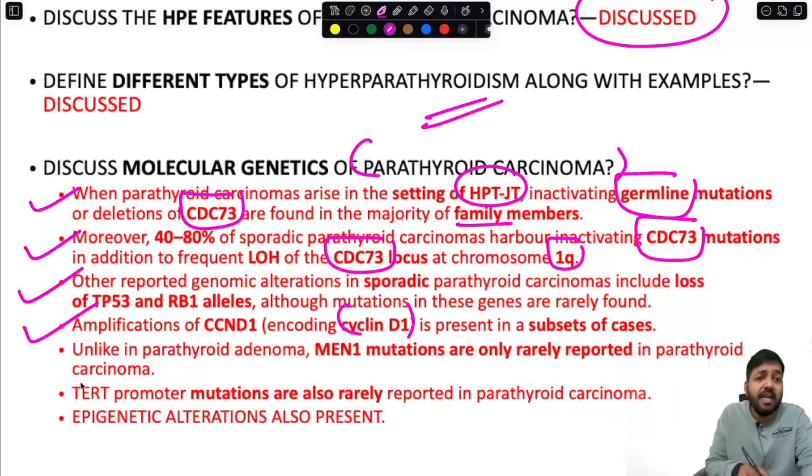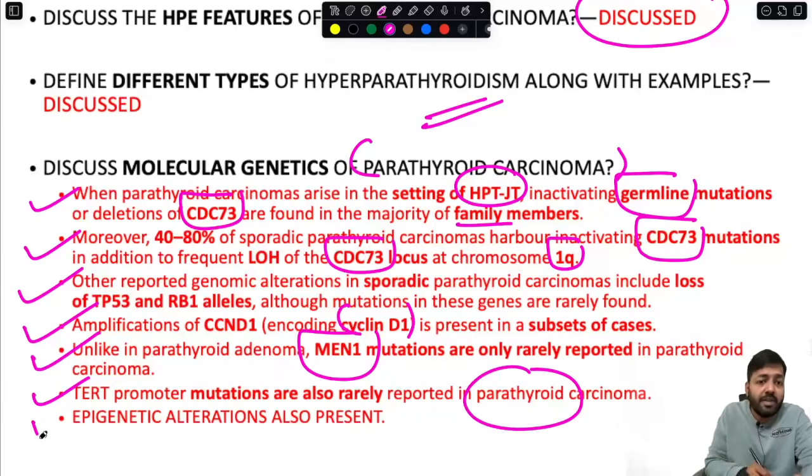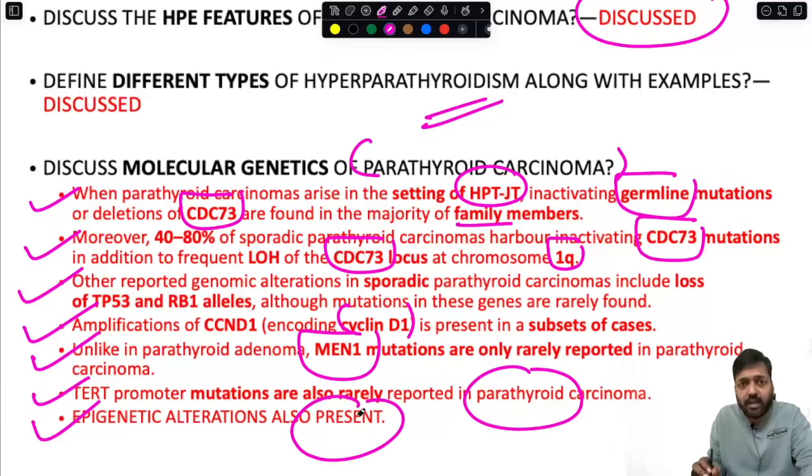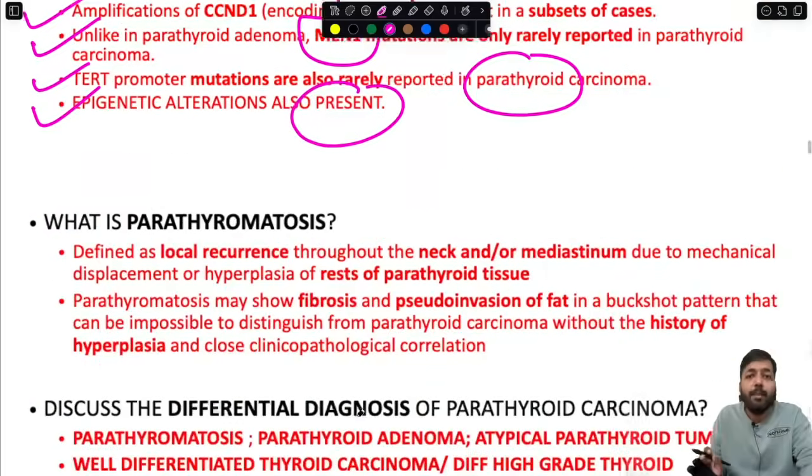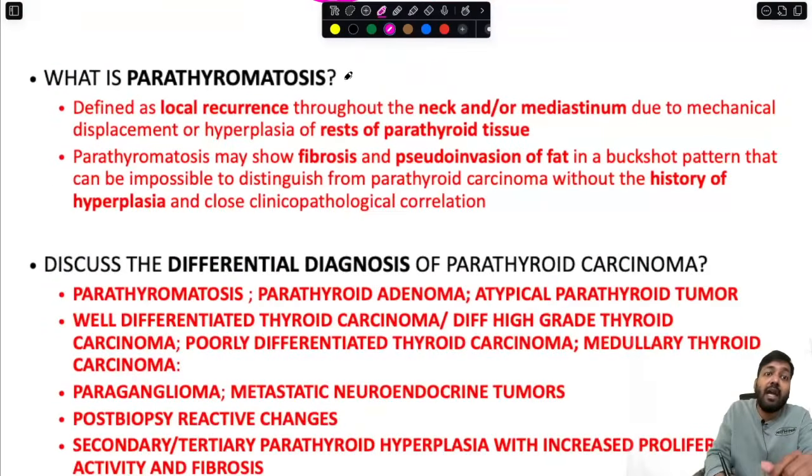subset of cases. Unlike in parathyroid adenoma, MEN1 mutations are only rarely reported in parathyroid carcinoma. TERT promoter mutations are also rarely reported in parathyroid carcinoma, and epigenetic alterations are also present. So this is the molecular genetics of parathyroid carcinoma. Now, what is parathyromatosis? Very commonly asked question in the exam.